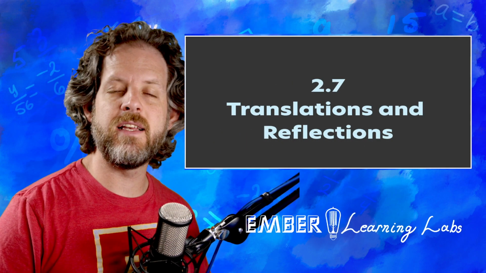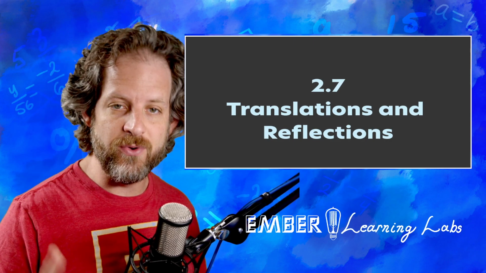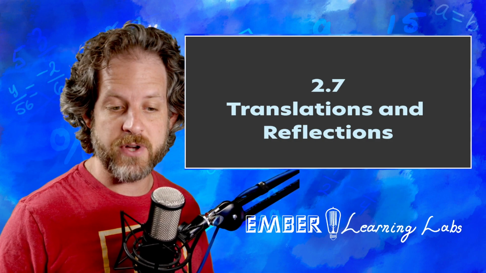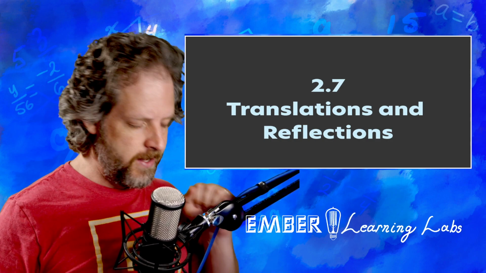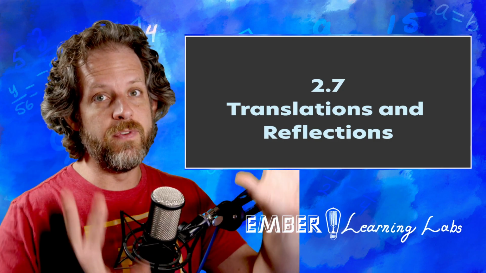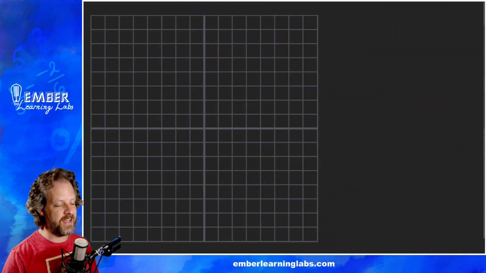All right, guys and gals, this is going to be the last lesson from Unit 2 of Pre-Algebra. In this lesson, we are going to talk about graphs again. We're going to talk about translation, which is moving around, and we're also going to be talking about reflection, so flipping a graph over an axis. Let's go ahead and dive in.